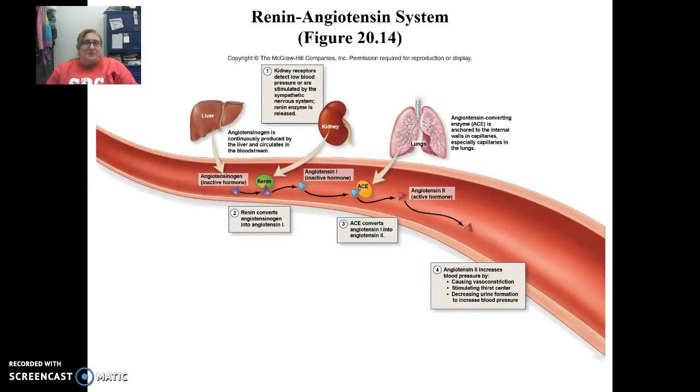Aldosterone is produced by the adrenal glands, and it is your salt-loving hormone. So when aldosterone is produced, it increases the amount of salt that is retaken into the blood. And when sodium moves into the blood, water follows sodium, increases the blood volume. That increases blood pressure.